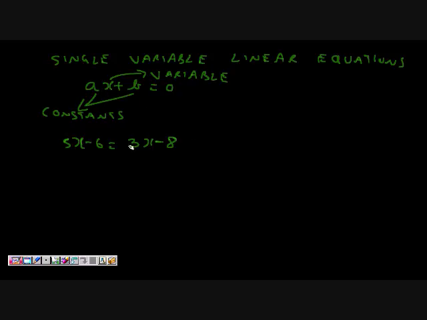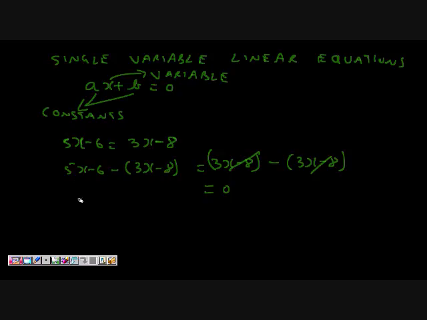So in order for the right hand side to be 0, we have to subtract 3x minus 8 from the right hand side. So we can say 5x minus 6 minus (3x minus 8) is equal to 3x minus 8 minus (3x minus 8). So these two terms cancel out, and that is equal to 0. Now minus multiplied by a positive sign is minus, so that's minus 3x, and minus multiplied by another minus sign is plus, so that's plus 8.